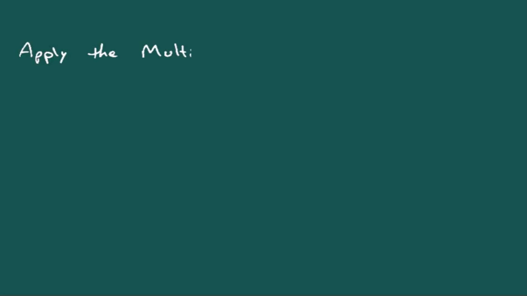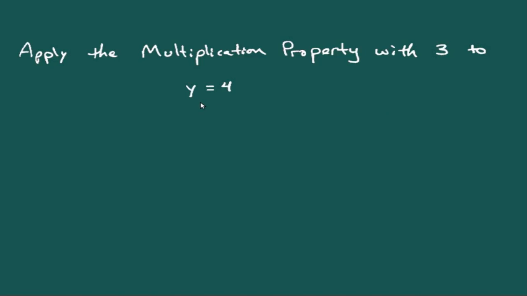All right, so now let's apply the multiplication property of equality to an expression. So let's use 3 now in this case, and we're going to apply it to the expression y is equal to 4. So let's see what the answers are going to look like. Well, we start off with our initial statement. y is going to be equal to 4.